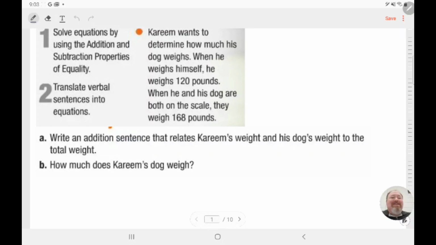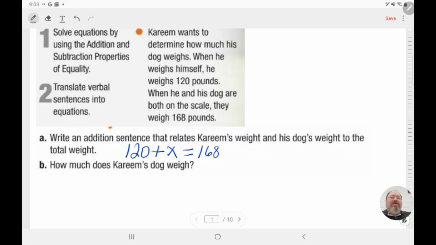Well, we know that his weight is 120 pounds. And we know that the weight of the dog and him together is 168 pounds. What we don't know is how much the dog weighs. So we could say let X stand for the dog, and it would be 120 plus X equals 168 would be our addition sentence.